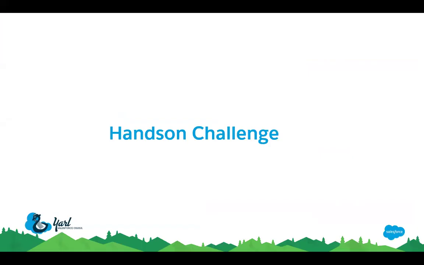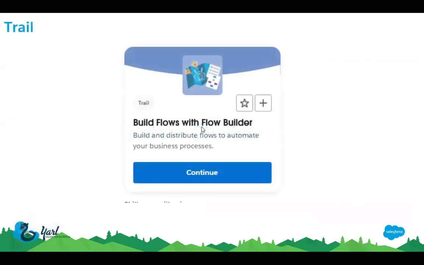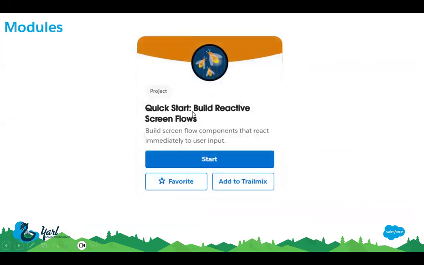That's the hands-on demo. Now, what you're going to do is there is a trail. When I say trail, that has multiple modules. So there is a trail called Build Flows with Flow Builder. There will be multiple modules. If you want to start, you can learn this. But now we are going to do a quick project. That means step-by-step instructions will be there. You guys need to complete it. Right? So go to Trailhead, search for Quick Start: Build Reactive Screen Flows.